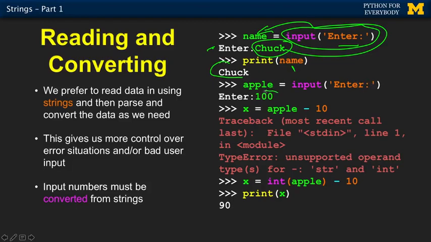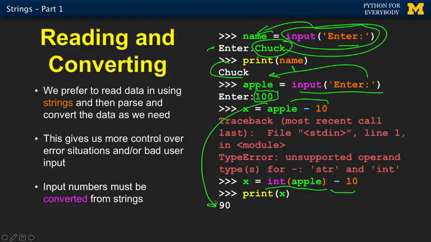Even if we enter some numbers like 100, that doesn't make Apple an integer. Apple is a string. Input gives us back a string. So we can't subtract 10 from it. Traceback again. But if we convert it to an integer and then subtract 10, then we get 100 minus 10 becomes 90.